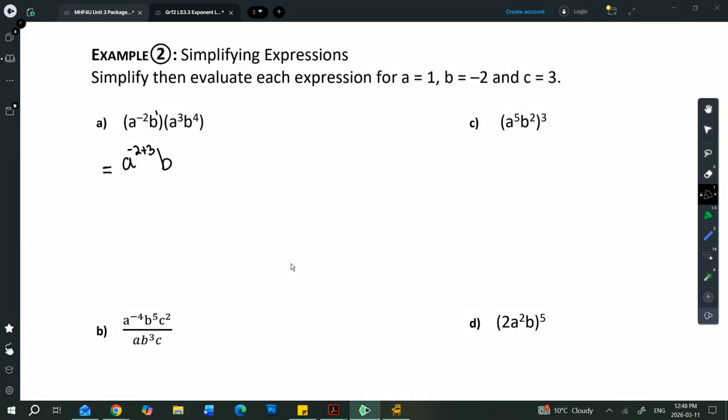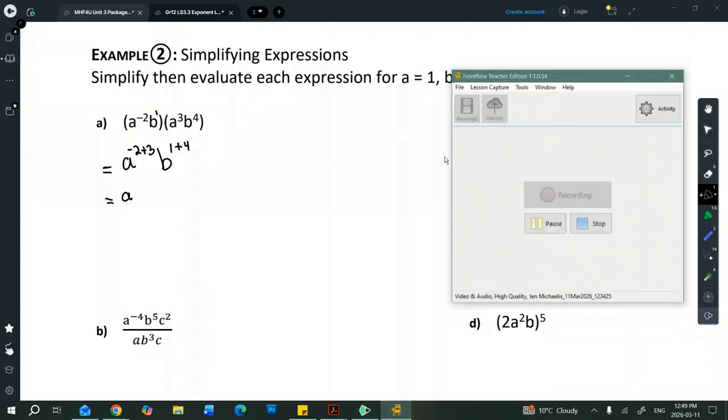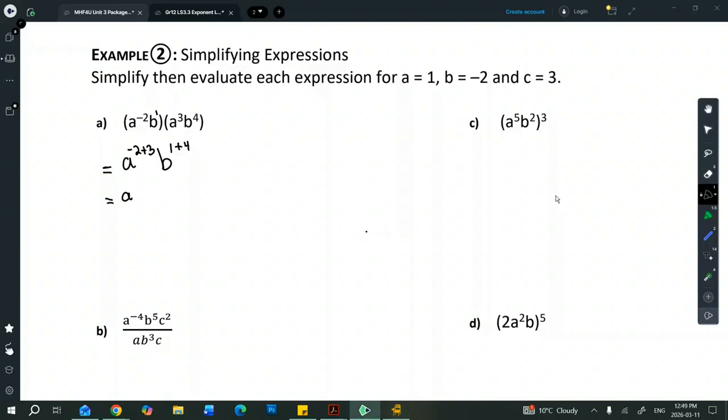Well, and then combining it with this one, 1 plus 4, right? Because the exponent of B is 4. Okay, and then we'll simplify. So we'll get A to the exponent 1. I'm just going to write A because we don't write exponent of 1. And then what did you get for the B?